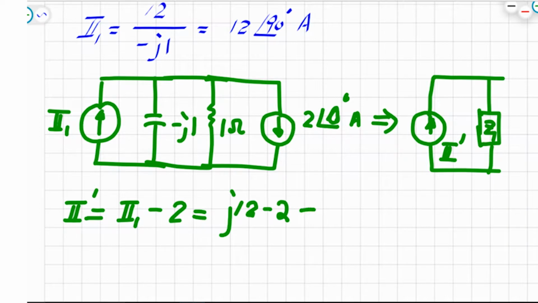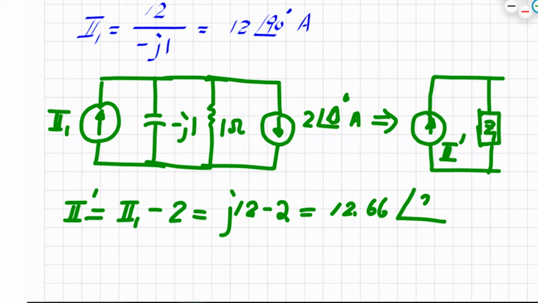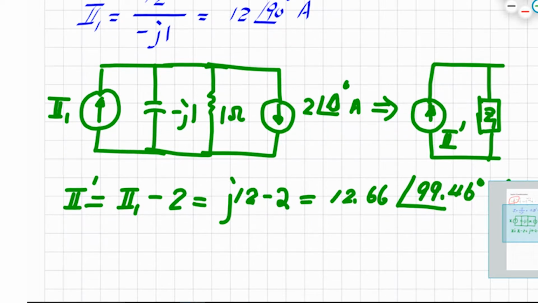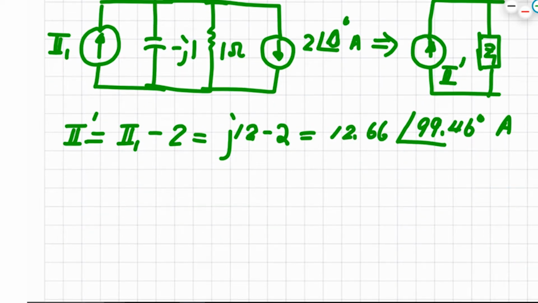Now if we combine this and make it a phasor expression, that will be 2 squared plus 12 squared, and take the square root. We figured out that's 12.66, and the phase angle is equal to the inverse tangent of 12 divided by negative 2. We end up with 99.46 degrees, in amperes.